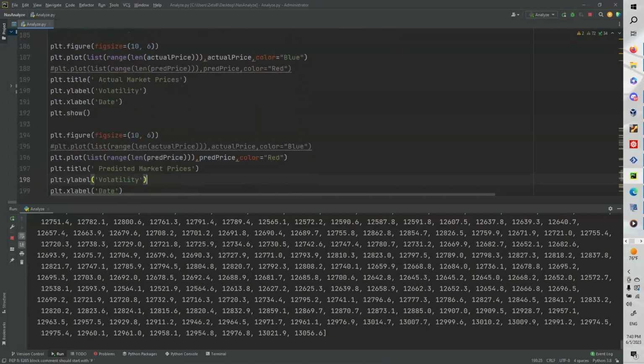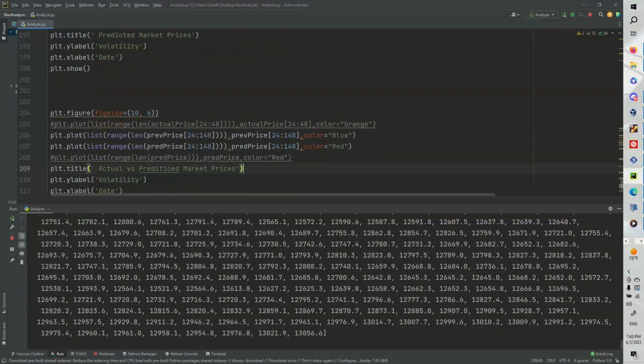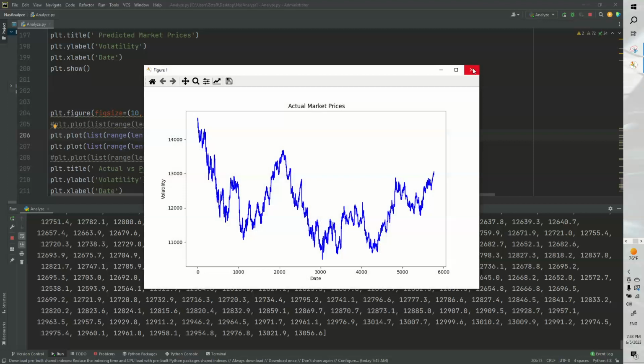Plotting is not so fun, I think. In this case, what we're going to see, the really good picture, is the 24th value to the 148th value. The prediction is always red and the actual is always blue. So let's come over here and look at this. This is the realized volatility. This is the actual volatility. This is the predicted volatility. This is the actual market prices. These are the predicted market prices.